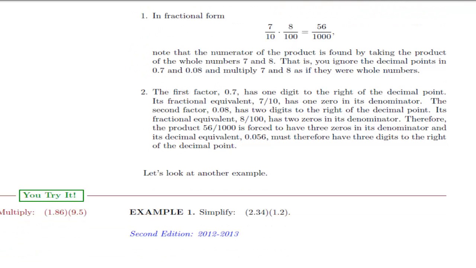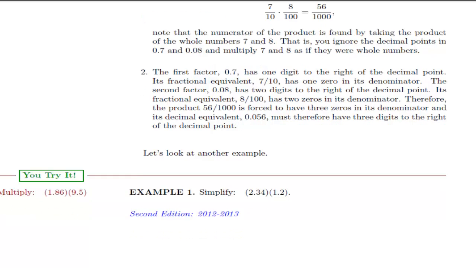2. The first factor, 0.7, has 1 digit to the right of the decimal point. Its fractional equivalent, 7 over 10, has 1 zero in its denominator. The second factor, 0.08, has 2 digits to the right of the decimal point. Its fractional equivalent, 8 over 100, has 2 zeros in its denominator. Therefore, the product, 56 thousandths, is forced to have 3 zeros in its denominator, and its decimal equivalent must therefore have 3 digits to the right of the decimal point.